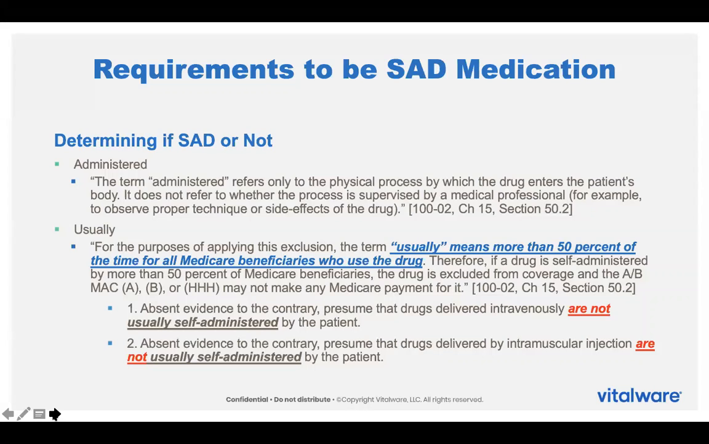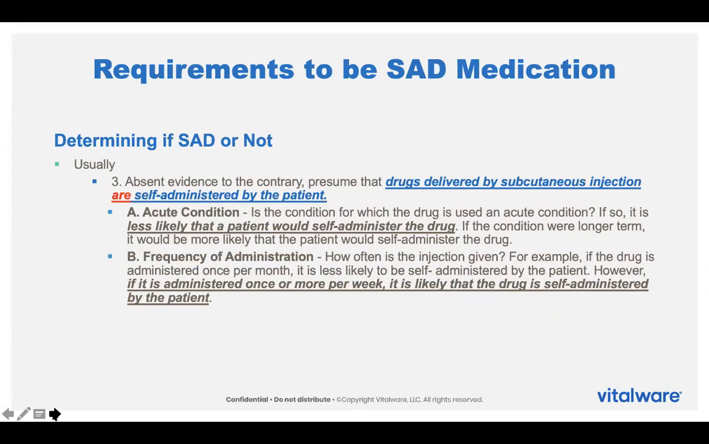So when I teach this class on self-administered, I always say, if it's a big needle you're using, it's probably going to get paid separately. If it's a small needle, it's going to be self-administered. Drugs delivered by subcutaneous injection are considered to be self-administered because of the 51%, and that's going to be your Lovenox, your Imitrex, your insulins, all of that.